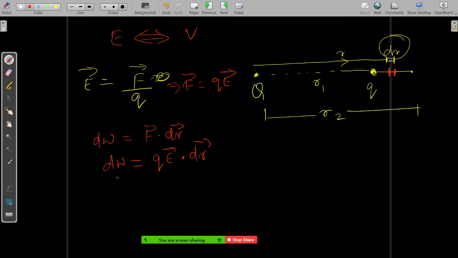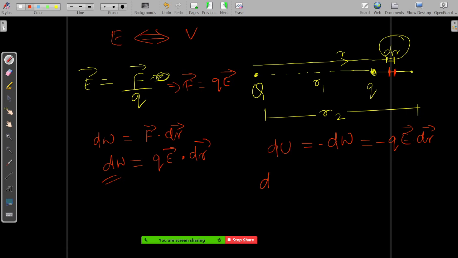We have gone to work done, now we'll just come back to the second. What is the change in potential energy? You know, it is the negative of the work done by the electric field, the electric force. This will become how much? This is QE dot dr.